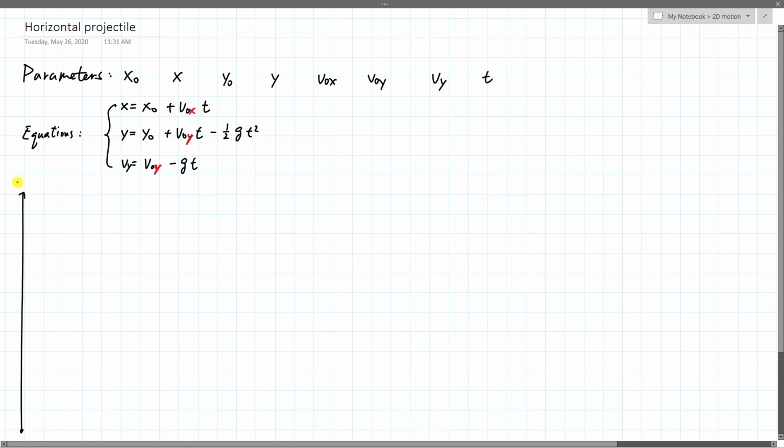So this is our y-axis. Or x-axis, and we start from here. We project something that just goes horizontally out, but due to gravity it bends down. Eventually it hits here. Okay, so since we don't really need that much space, let's redraw the vertical axis and move everything up a little.